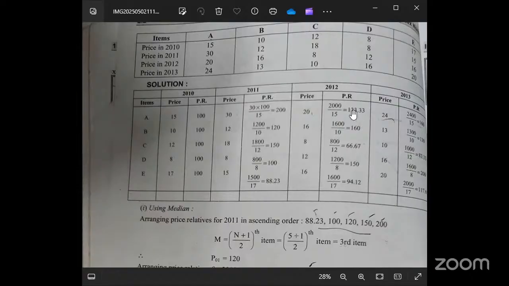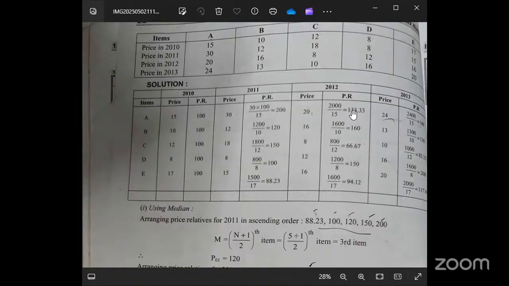So 20 into 100 by 15, 133.33. 16 into 100 by 10, 160. 8 into 100 by 12, 66.67. 12 into 100 by 8, 150. 16 into 100 by 17, 94.12. Same, 2013 also we need to do like this only.